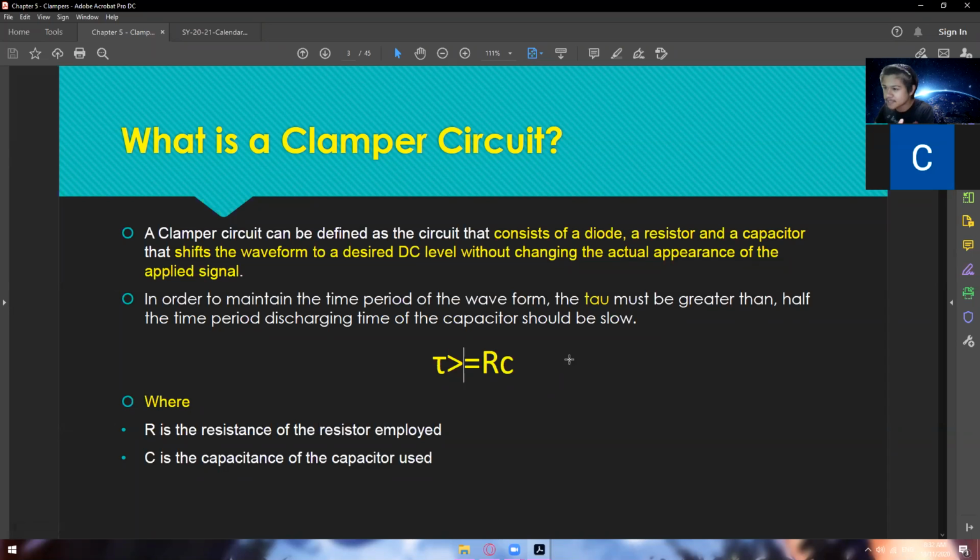Wherein R is the resistance of the circuit, and then C is the capacitance of the capacitor. So just multiply it for you to be able to get the time period that it consumed to charge the capacitor. Okay, so we will go to this one later on once we've understood how a clamper circuit works.